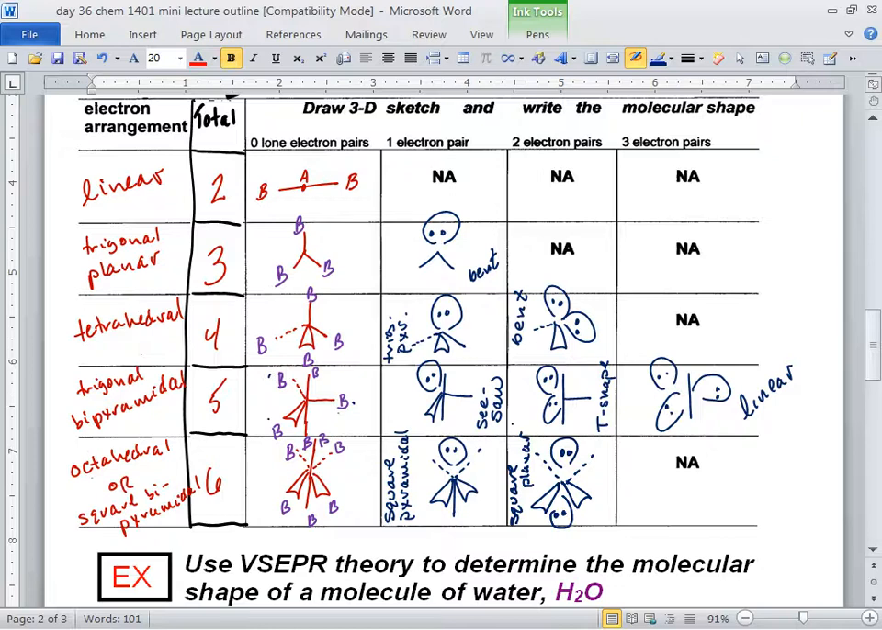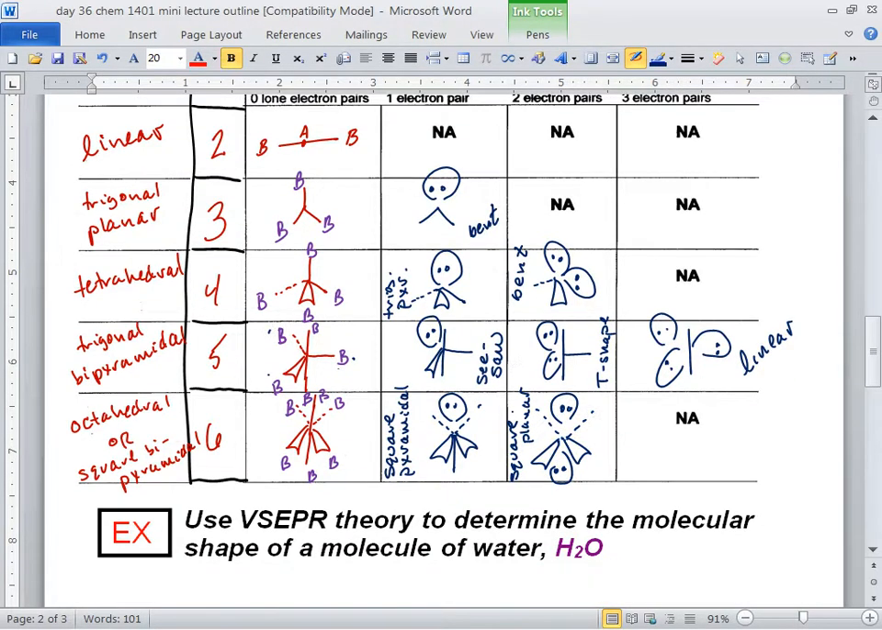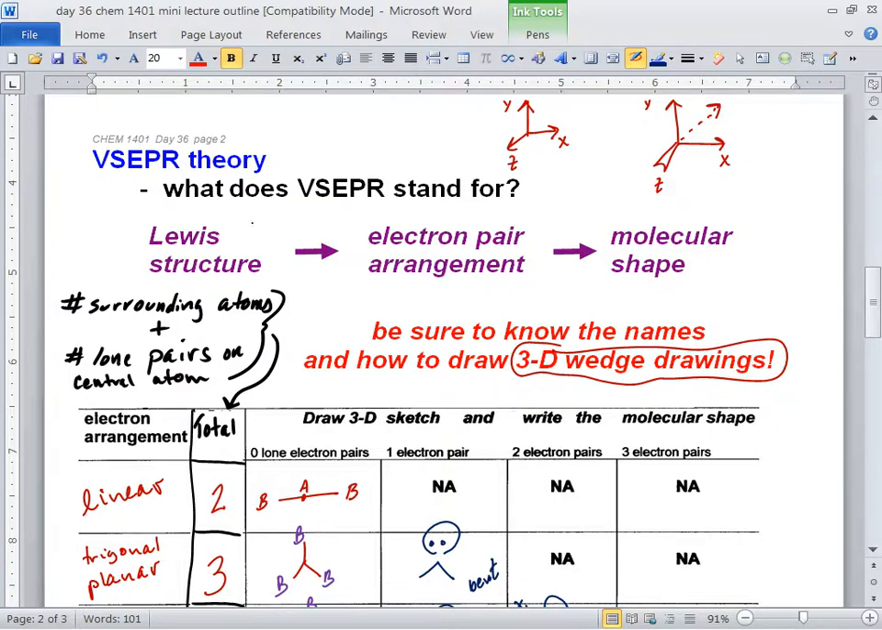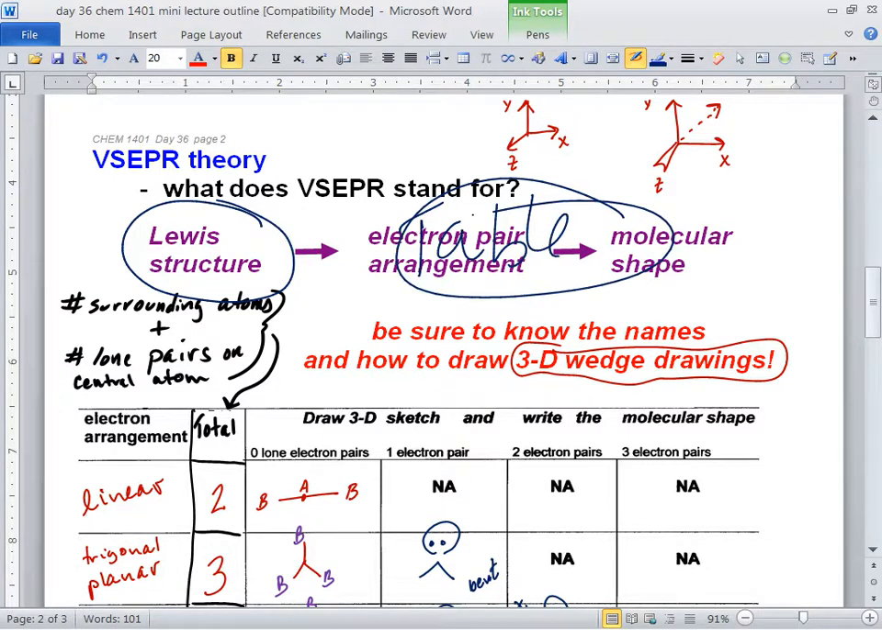So here's all your molecular shapes, whether you have 0 lone pairs, 1, 2, or 3 lone pairs for these different molecules. So let's try one here. We'll do one together before we go to the boards and start trying to work this out together. Water. The idea here is to start with a Lewis dot structure, draw the best one you can, and then the rest is pretty much the table. Know that table. If you don't know the table, you're up a creek.